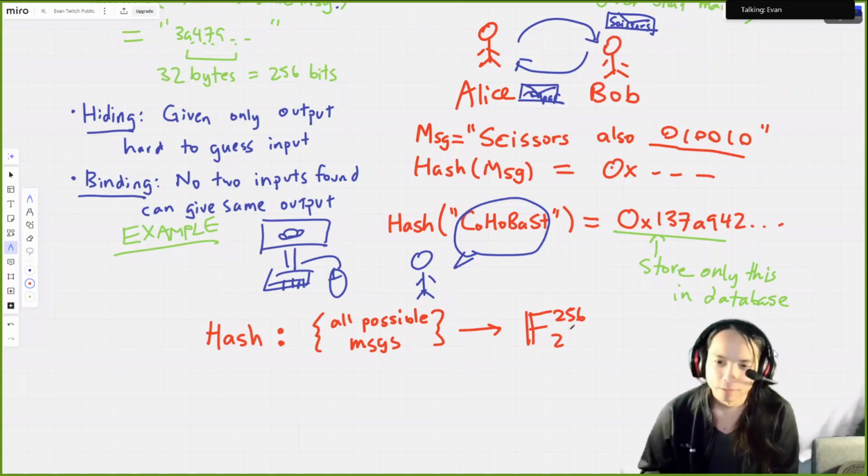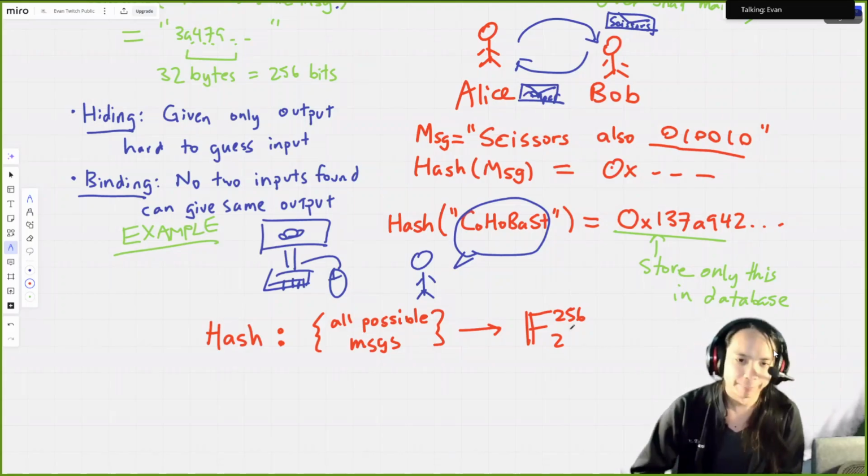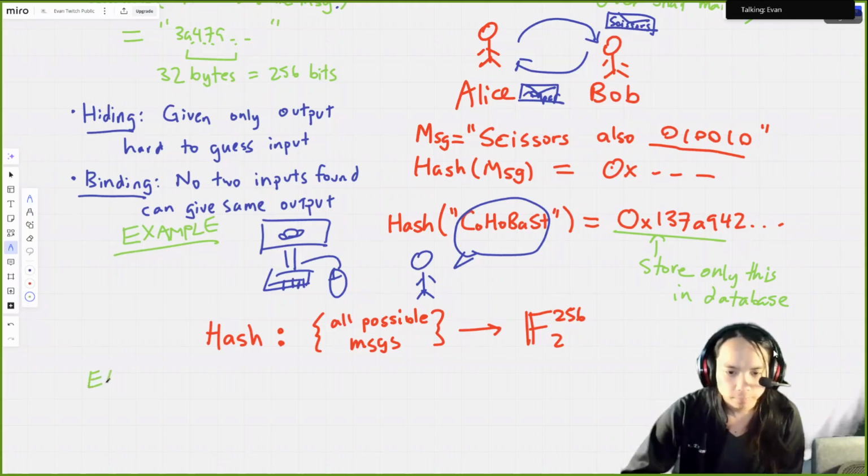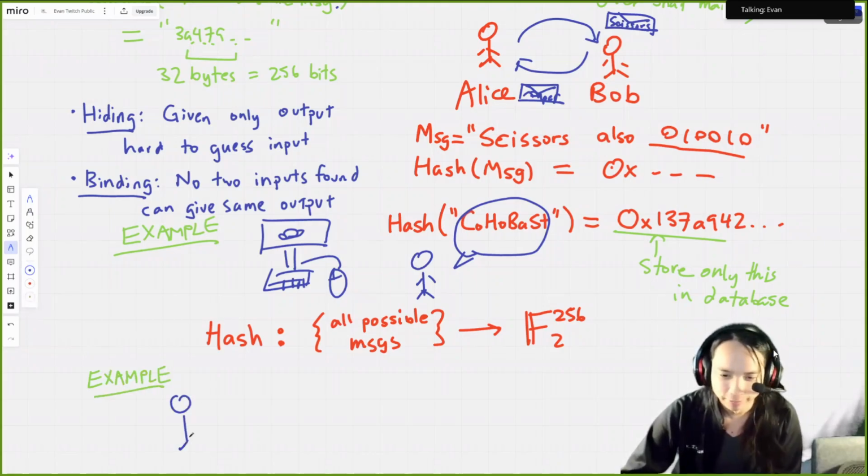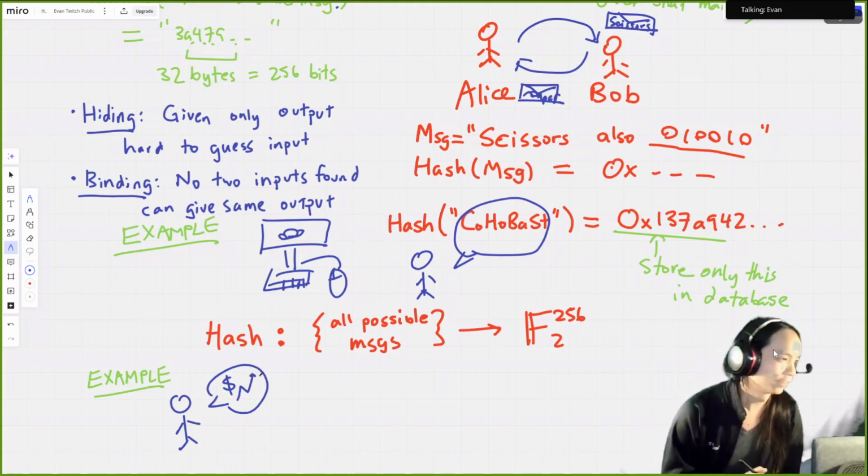That's fine. Let me give one more example of a use of a hash function that will help me motivate what's about to come with KZG, which is that you have a person who claims to be really good at predicting the stock market, all right? And they want to prove to you that they're really, really good at predicting what stocks are going to go up.